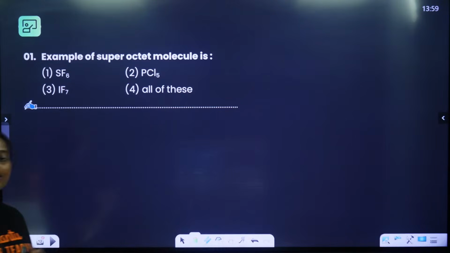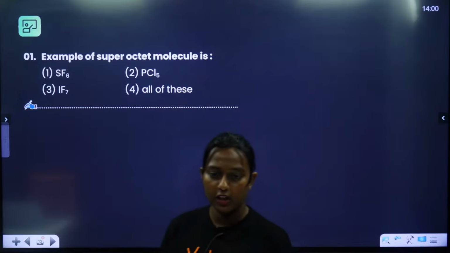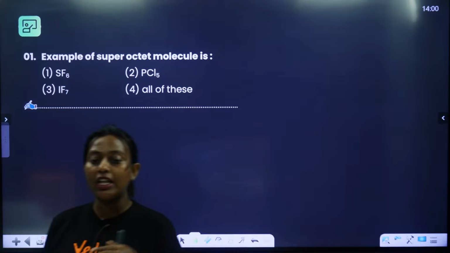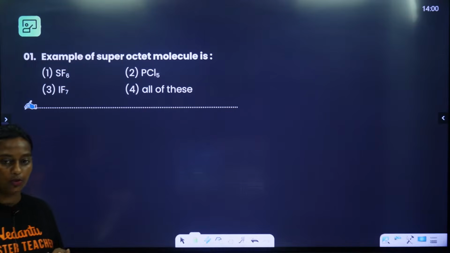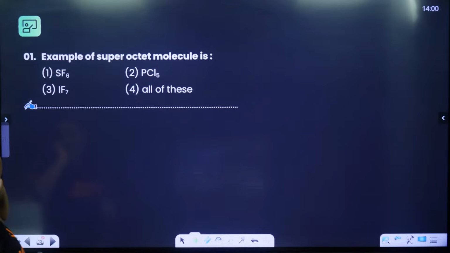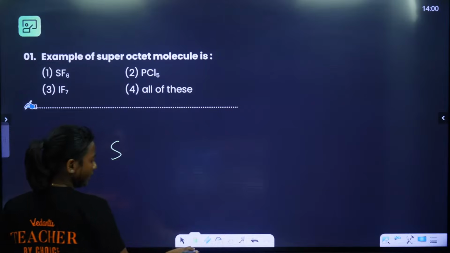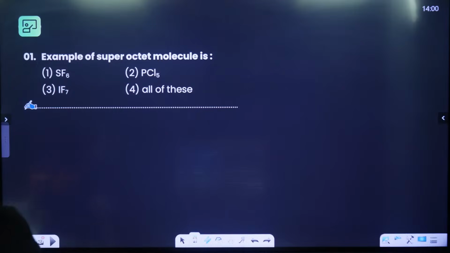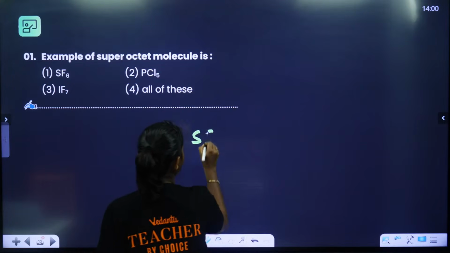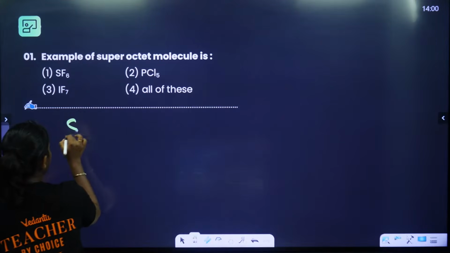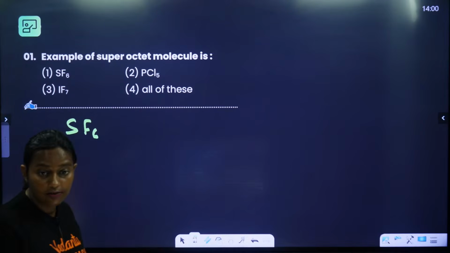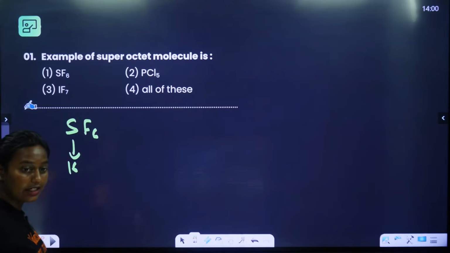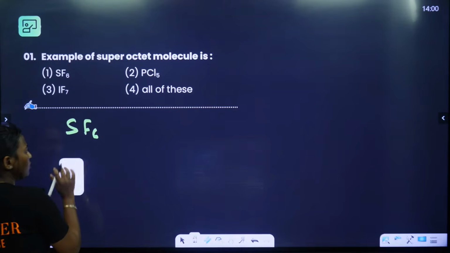So what is actually a super octet molecule? Super octet molecule means the central atom should contain more than 8 electrons. Okay, so more than 8 electrons, we can check SF6. How will you check SF6? The atomic number of sulfur is 16, so the outermost shell contains 6 electrons.